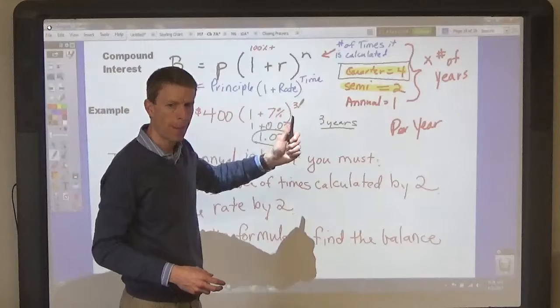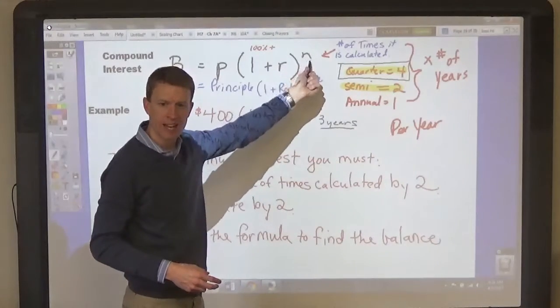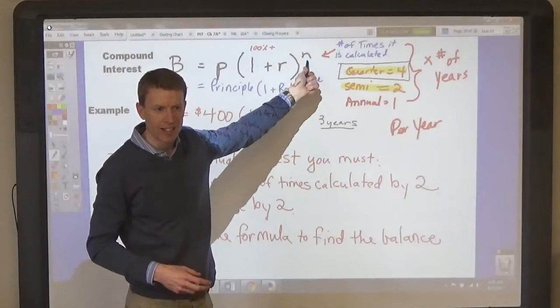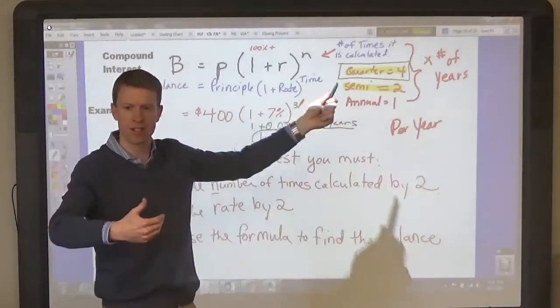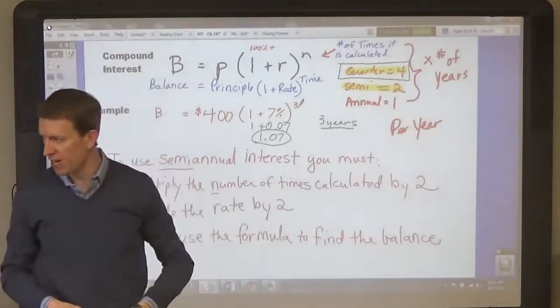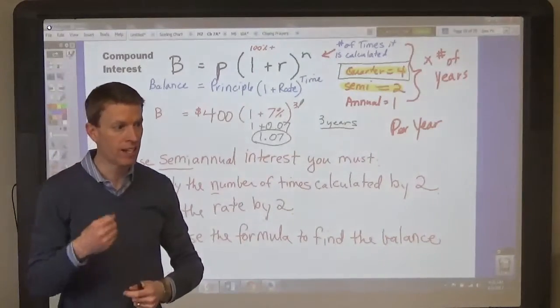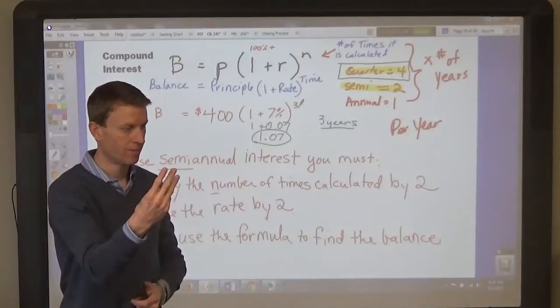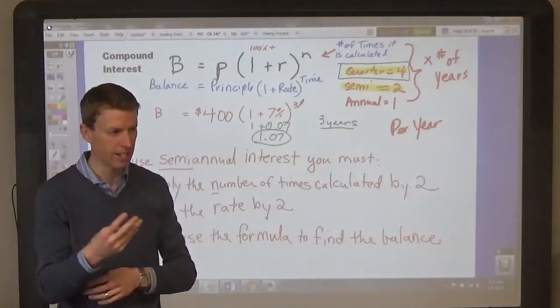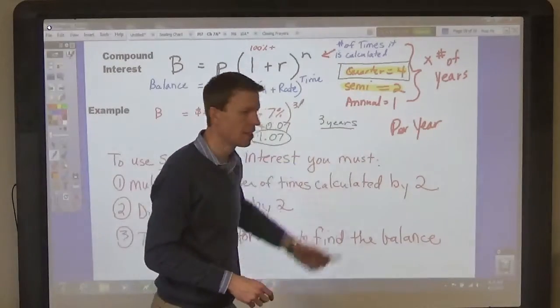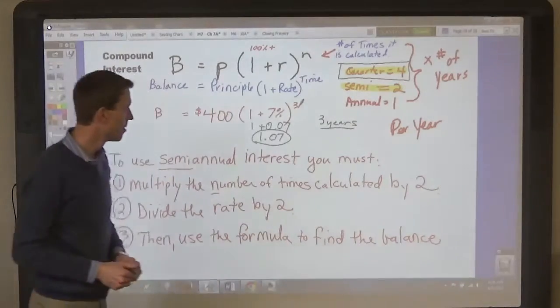All right? So that's why that letter is an N and not a T. It's not time in years, but it's the number of times that the interest is calculated. If it's annually, then it's once a year. And if it's semi-annually, then it's twice a year. So then you multiply the number of years times 2. Okay?